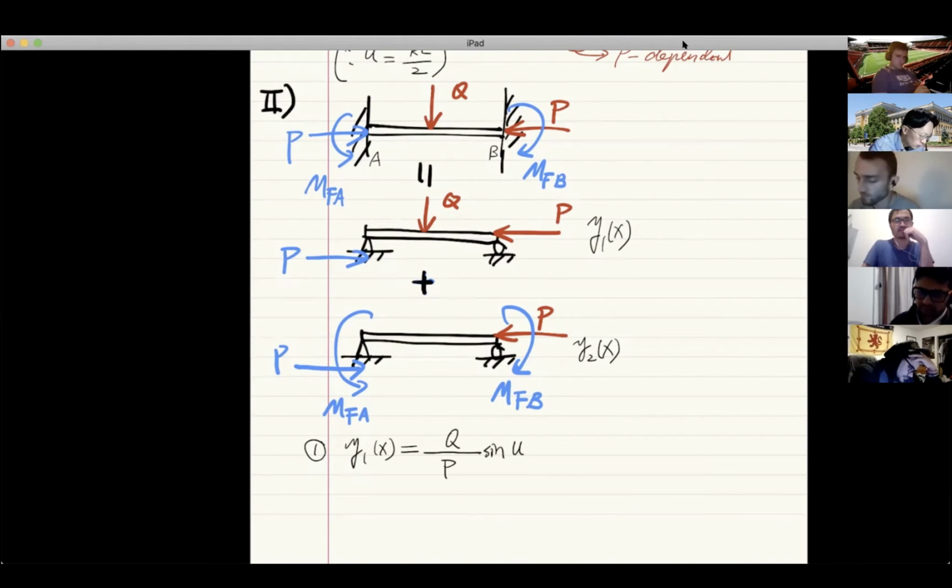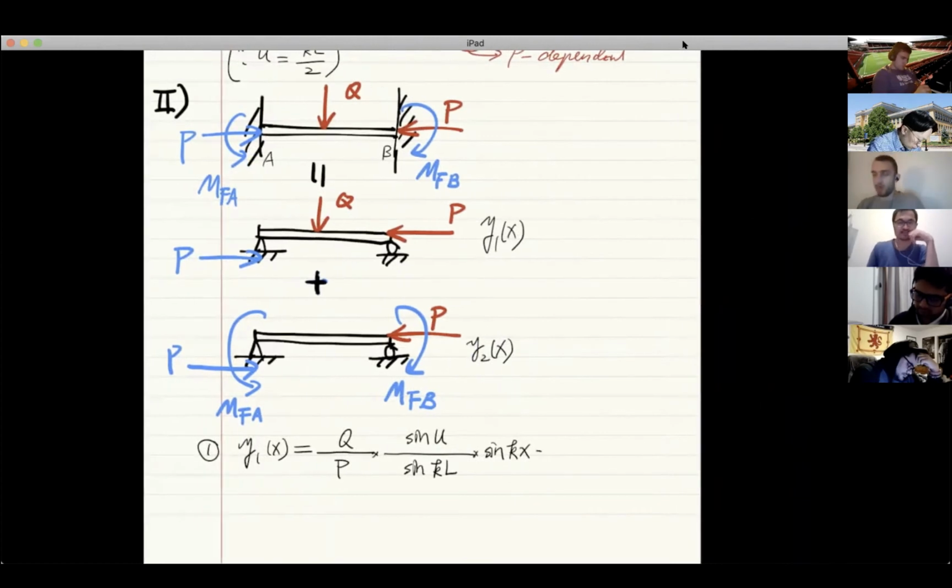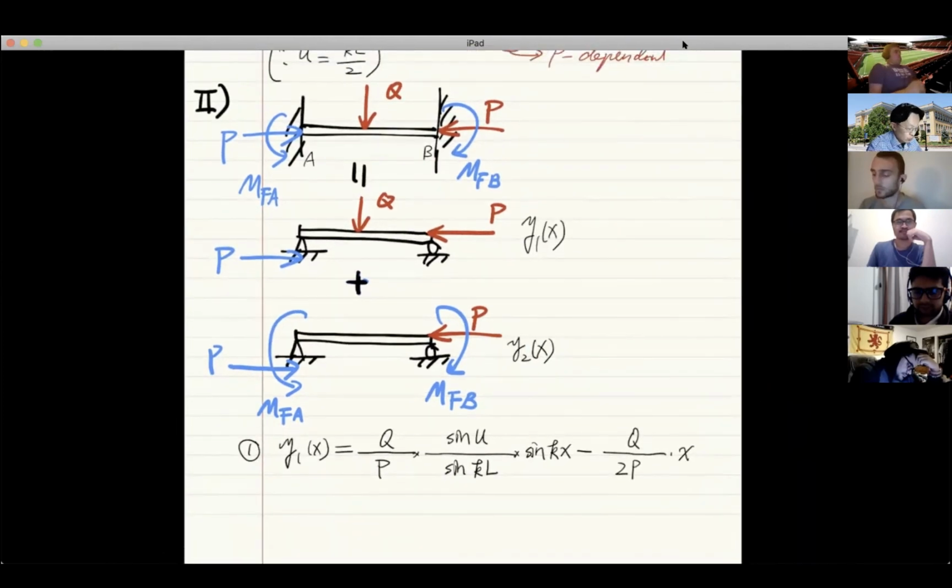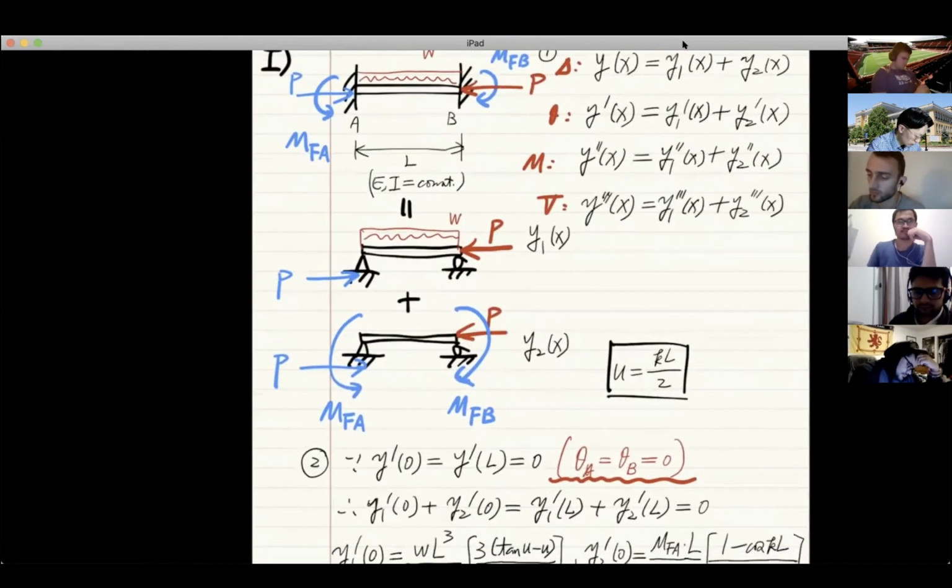Actually, let me write it this way. I think it's better to write this way. Times the sine u over sine KL times sine KX minus Q over 2P times X. So this is a deflection. That's for Y1. Now for Y2, we already have it here, right?